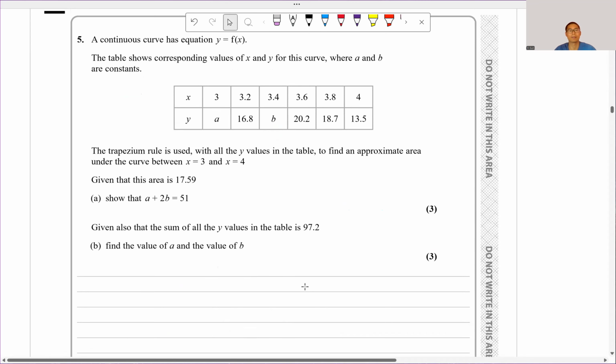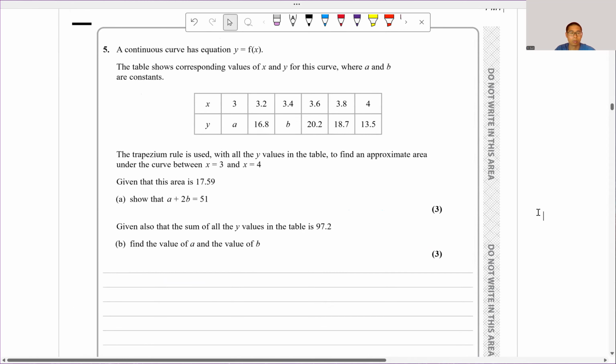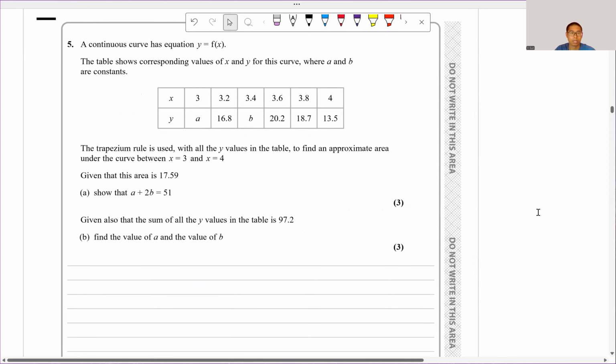Question 5. A continuous curve has equation y equal to f(x). The table shows corresponding values of x and y for this curve, where a and b are constants. So that's the table, and then the trapezium rule is used with all the y values in the table to find an approximated area under the curve between 3 and 4. So given that this area is 17.59, we want to show the equation for a and b.